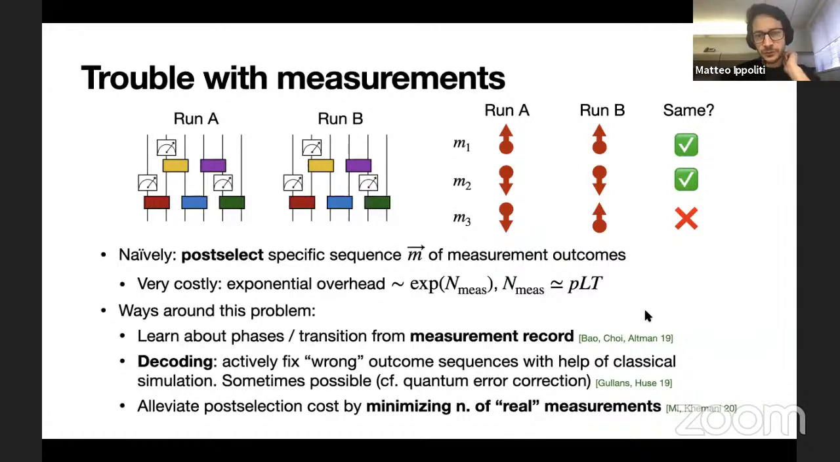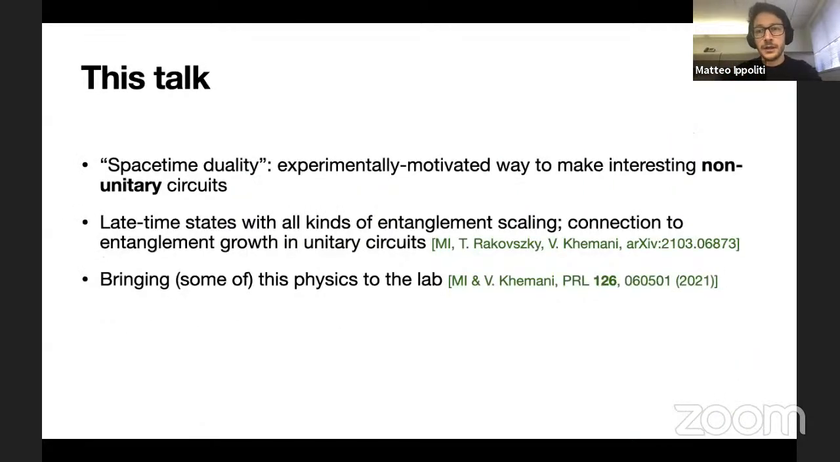So the third approach is to simply accept that this overhead is there and just try to minimize the number of measurements that are happening overall, and use some trick to obtain effective non-unitary dynamics with fewer or no measurements, which is the approach we're going to take in this talk.